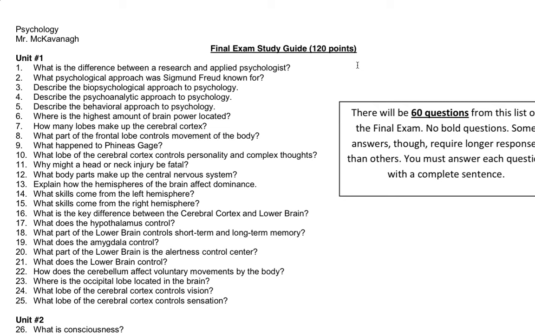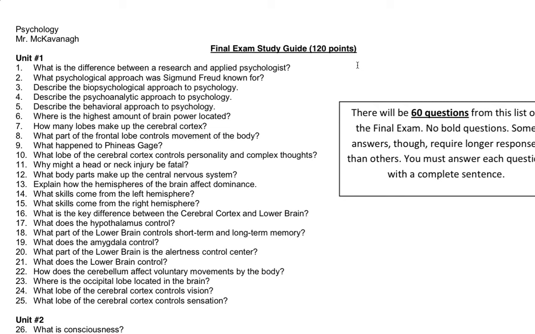Number 16, what is the key difference between the cerebral cortex and the lower brain? The cerebral cortex controls voluntary or conscious decisions, and the lower brain controls involuntary or things that you don't have to directly think about to do, like emotions. Number 17, in the lower brain, what does the hypothalamus control? The hypothalamus controls hunger, emotion, and primarily our sexual desire.